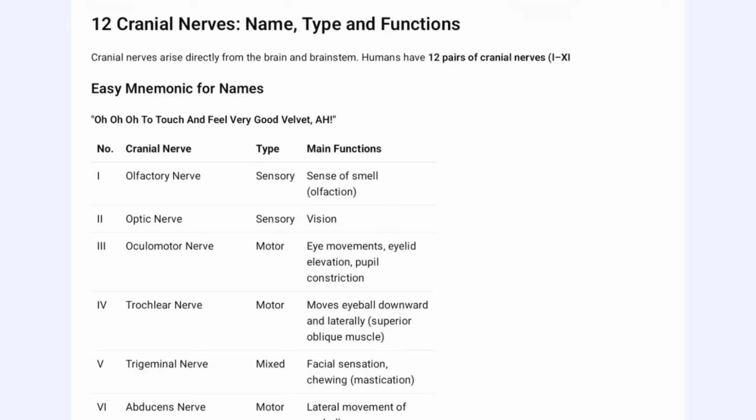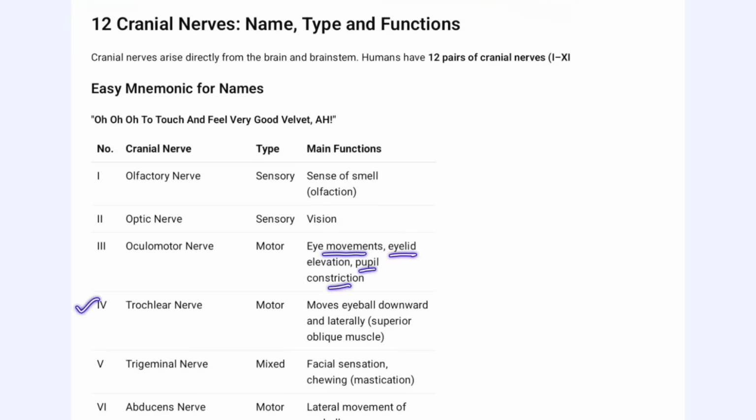Easy mnemonic is O O O, to touch and feel very good velvet. Number one is olfactory nerve, which is O. Type is sensory. Main function, sense of smell, olfaction. Then another O is optic nerve, which is again a sensory nerve and main function is vision. Then oculomotor nerve, which is a motor nerve. Its functions are eye movements, eyelid elevation, pupil constriction.